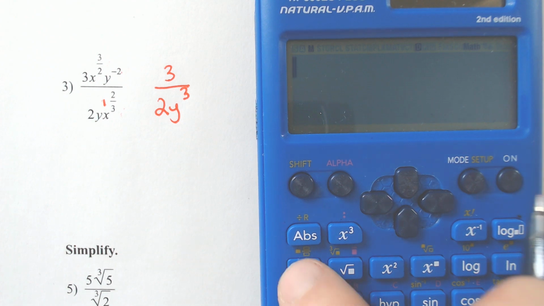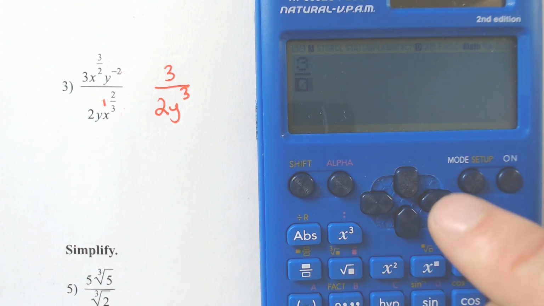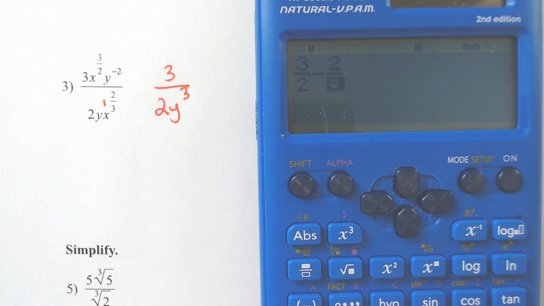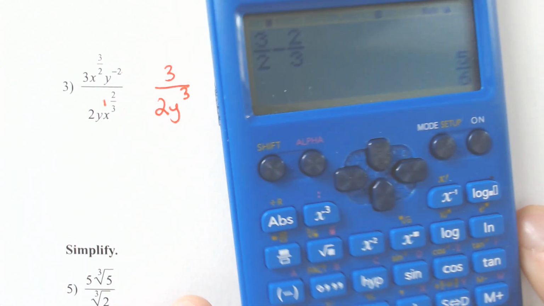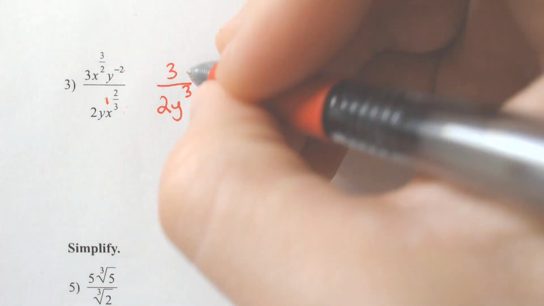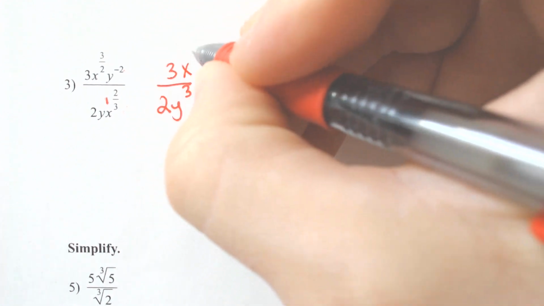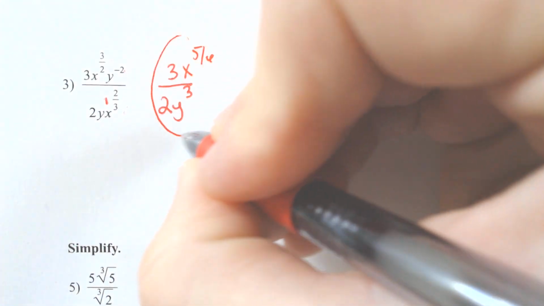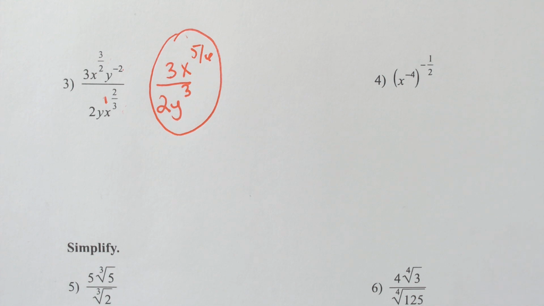The difference between 3/2 minus 2/3 is 5/6. So this would be x to the 5/6 on the top of the fraction.